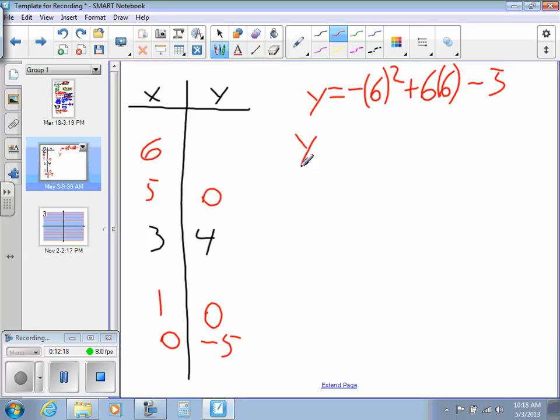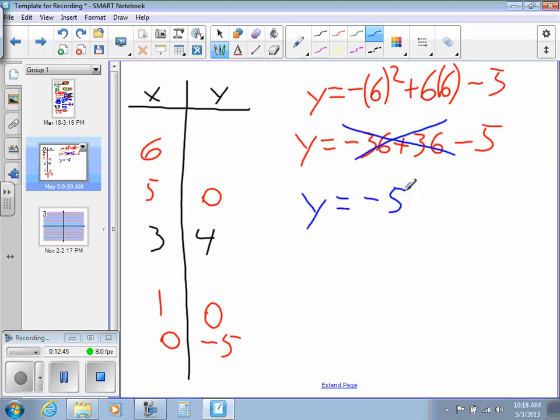I'm going to get y equals, let's see, 6 squared is 36, so negative 36 plus 6 times 6 is also 36 minus 5. Okay. 36 minus 36, those are going to cancel each other out because that's 0. And that leaves me with y equals negative 5. So here at 6, we also get a negative 5, the same thing we had before.